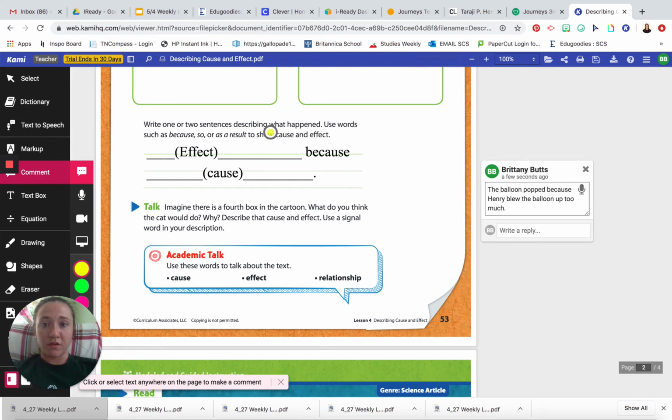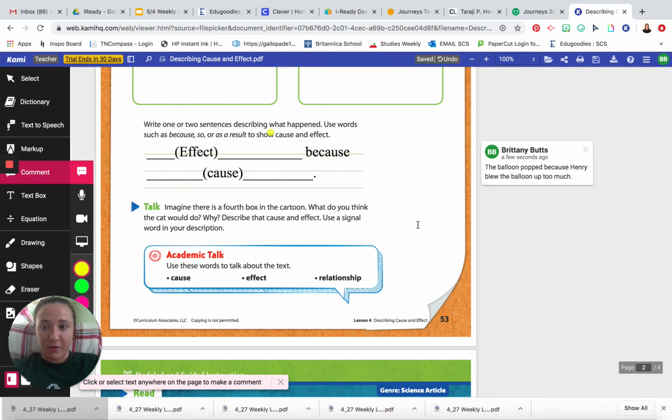If I wanted to use my other joining words like so or as a result, I would want to describe the cause first. So it would sound something like this. Henry blew the balloon up too much, so it popped. Or Henry blew the balloon up too much. As a result, it popped. All right, let's go ahead and move on.